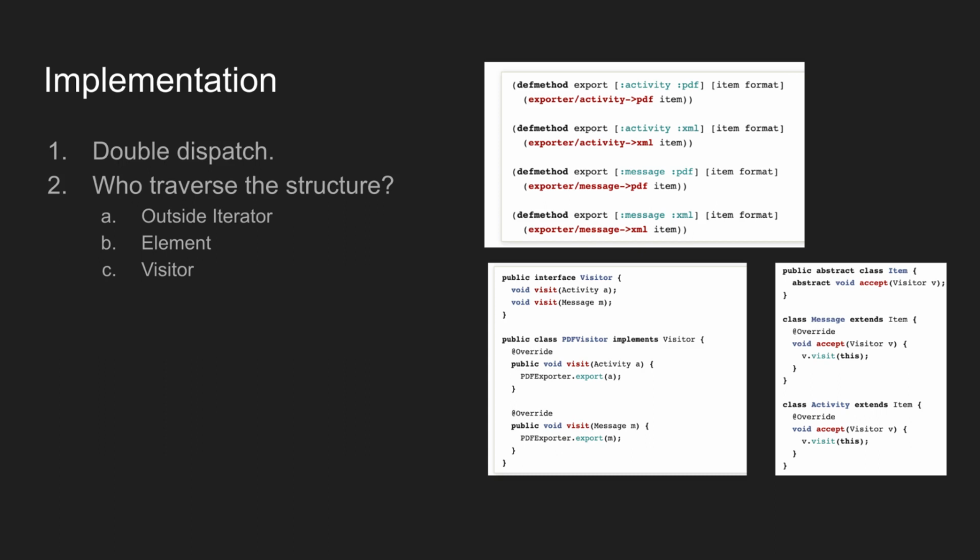So suppose you have a tree structure which has child nodes, and suppose you want to find the sum of all the child nodes. So the tree itself can call visit on its children. A node can call visit on its children. And third, it can also be in the visitor.